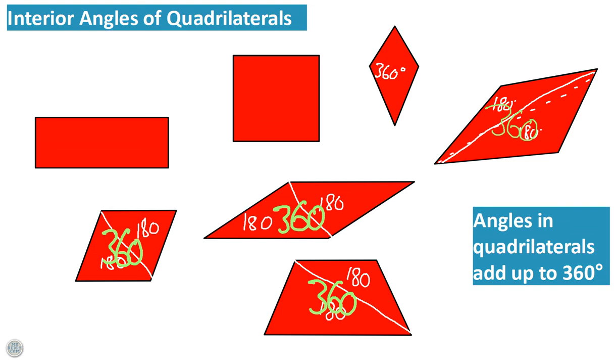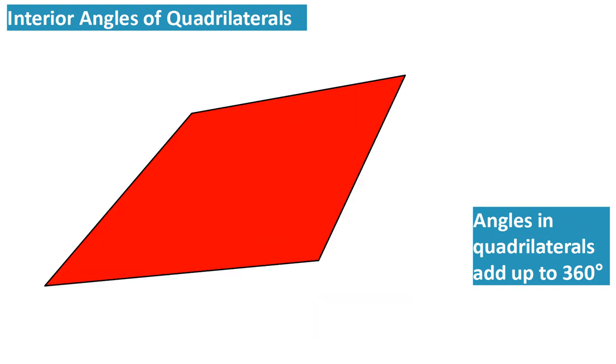That's useful. Let's see if we can apply it to one or two angle problems. Here is an irregular quadrilateral, and now that we know that they all add up to 360, we could find a missing angle. Let's say we didn't know this one, but we did know this was 110 degrees, this was 70 degrees, and this was 95 degrees. How are we going to find the missing one? We can simply find it by adding the three angles that we do know.